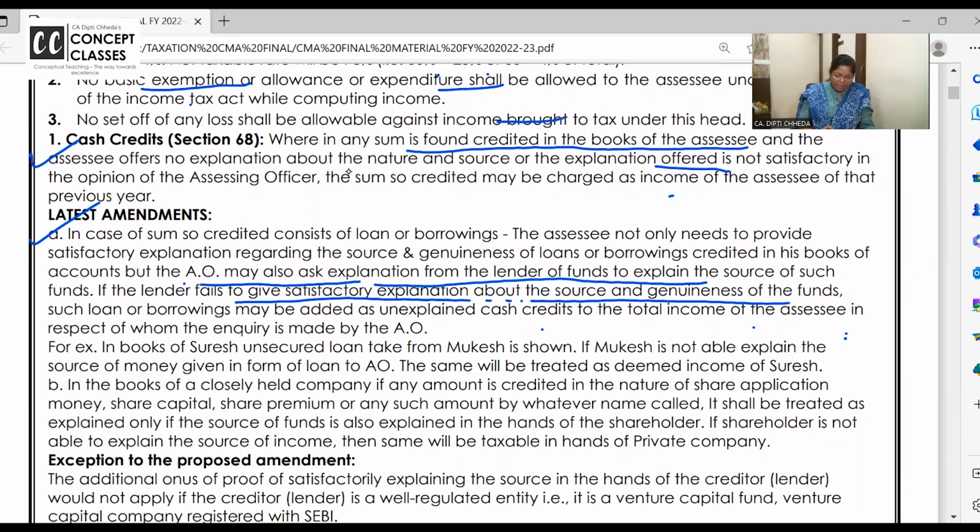in his income. For example, Suresh is showing an undisclosed loan taken from Mukesh. If Mukesh is not able to explain the source of income, the same will be added in the income of Suresh. I have taken a loan from Ronak. If Ronak is not able to explain, it's like my income, and Ronak is nobody, I need to pay 78% tax.